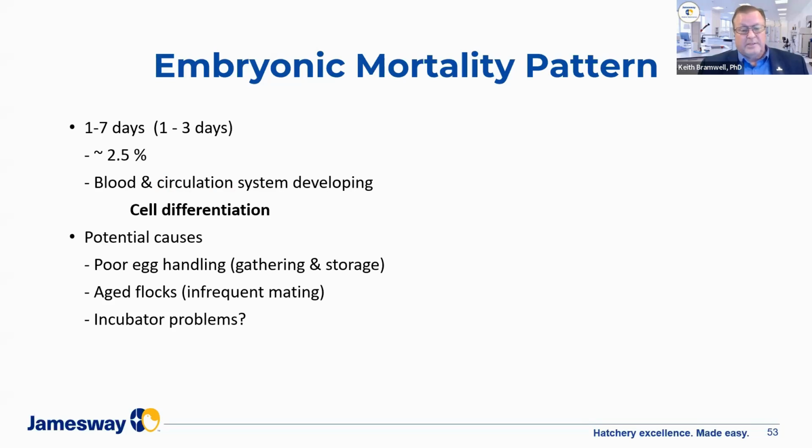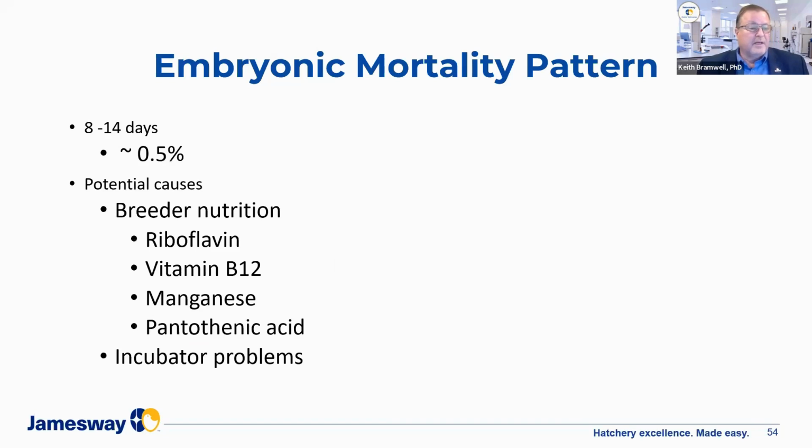That can be exacerbated by poor egg handling, aged flocks, possibly incubator problems. I haven't seen that as much, but those first 3 days particularly are typically pre-incubator. So that's what we're looking at. But about 2 to 2.5% is what we consider normal there. The mid mortality, about 0.5% or less, should be less actually. That is normally considered a breeder nutrition problem.